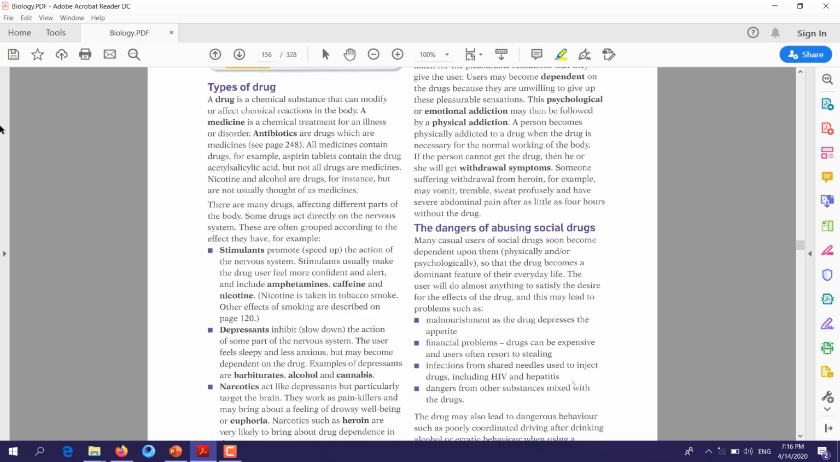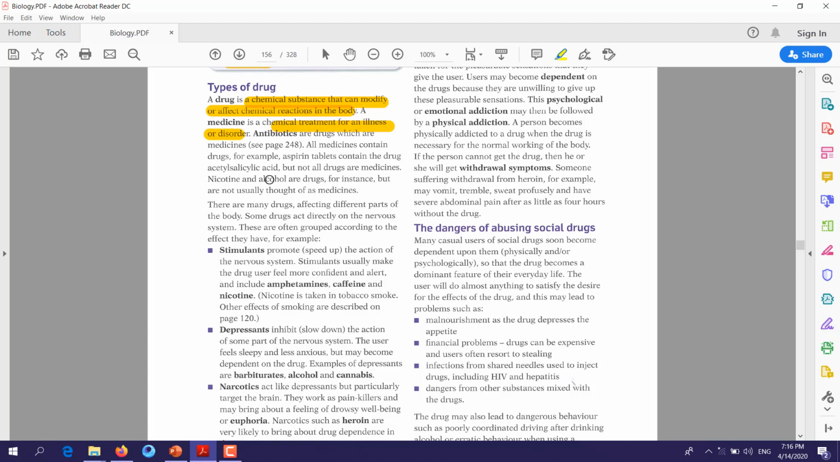Firstly, we should know the definition of drug. If we want to give a definition for a drug, we will say a drug is a chemical substance that modifies or affects chemical reactions in the body. Or you can say it's any substance that changes the way our body acts. Then medicine. Medicine is a chemical treatment for an illness or disorder.